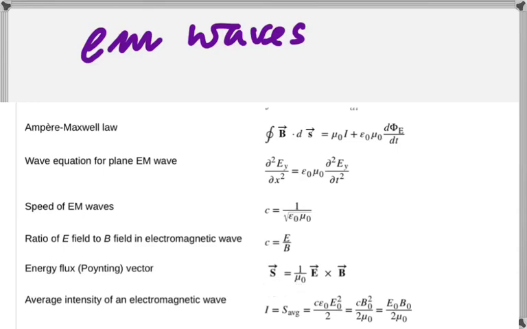Shows the energy flowing per second per unit area. The energy carried by an electromagnetic wave per second per meter squared is given by this vector called the Poynting vector. It's 1 by mu naught E cross B. That's not E times B, it's E cross B, it's a cross product. And then the average, the last one, the average intensity of an electromagnetic wave can be just focused on the last formula, E naught B naught by 2 mu naught.